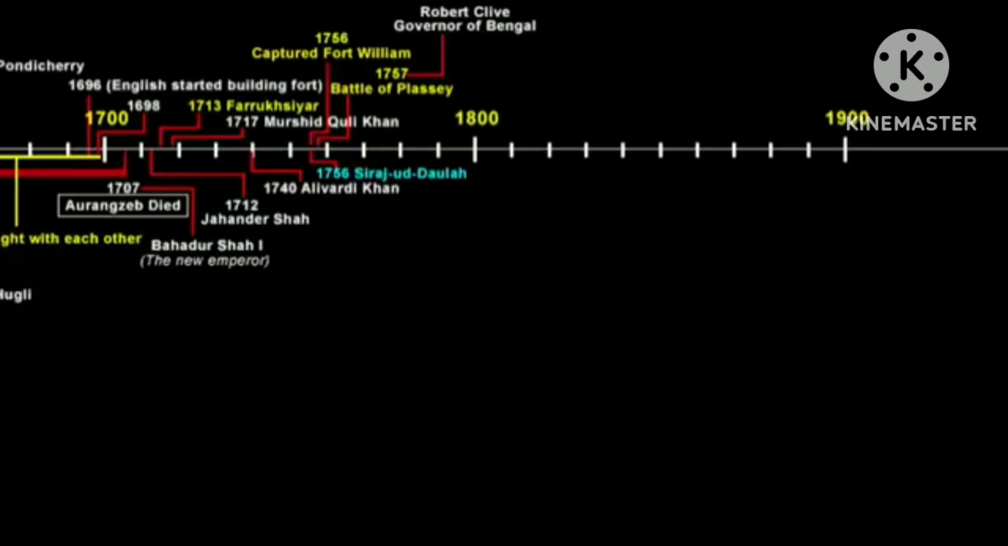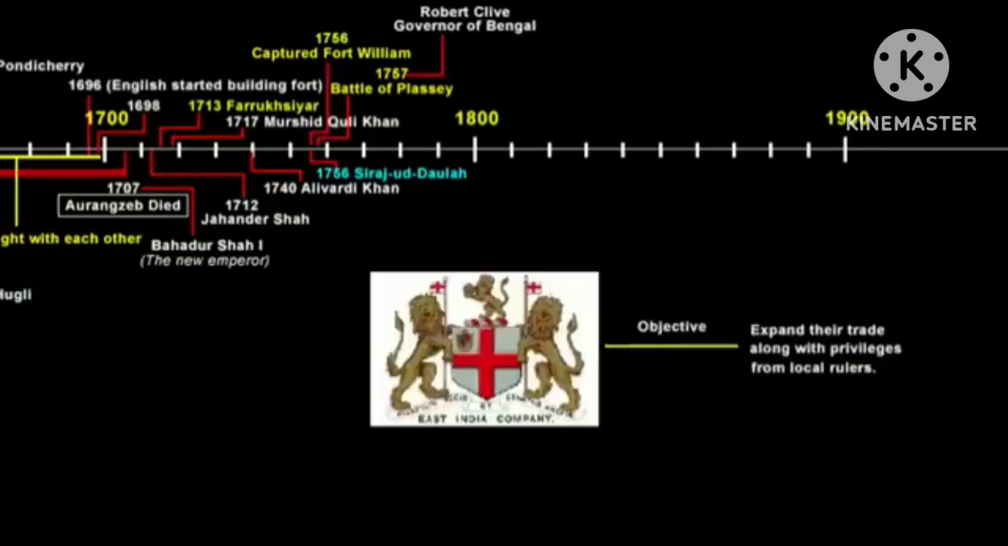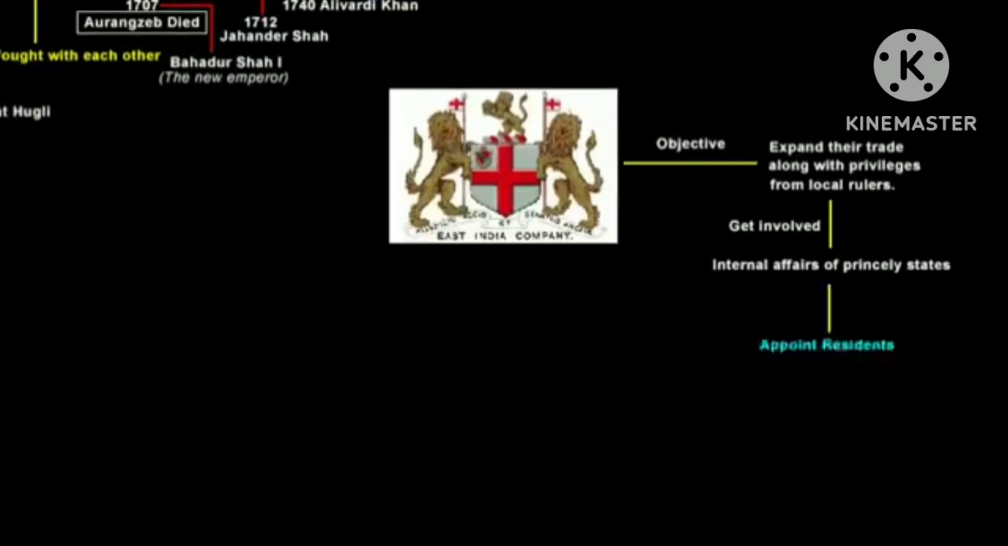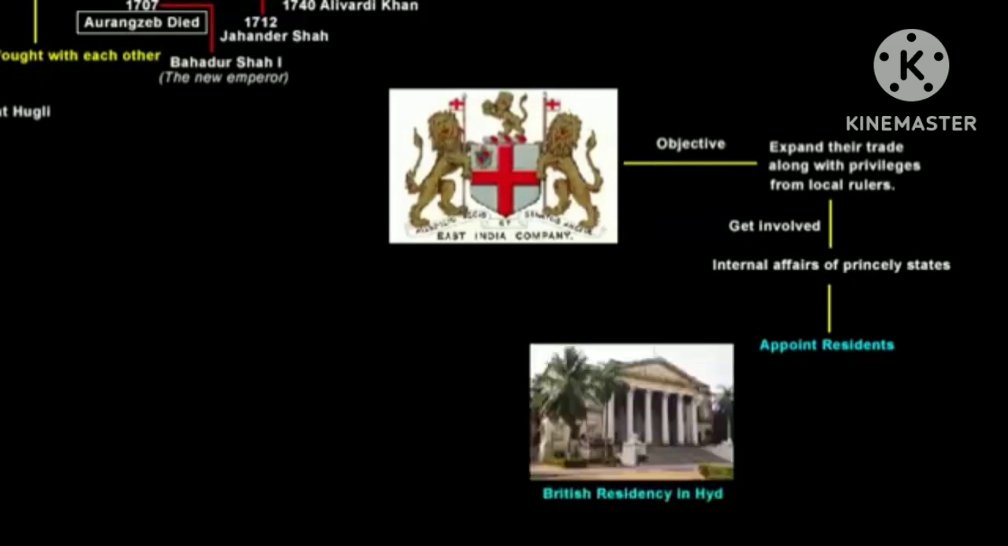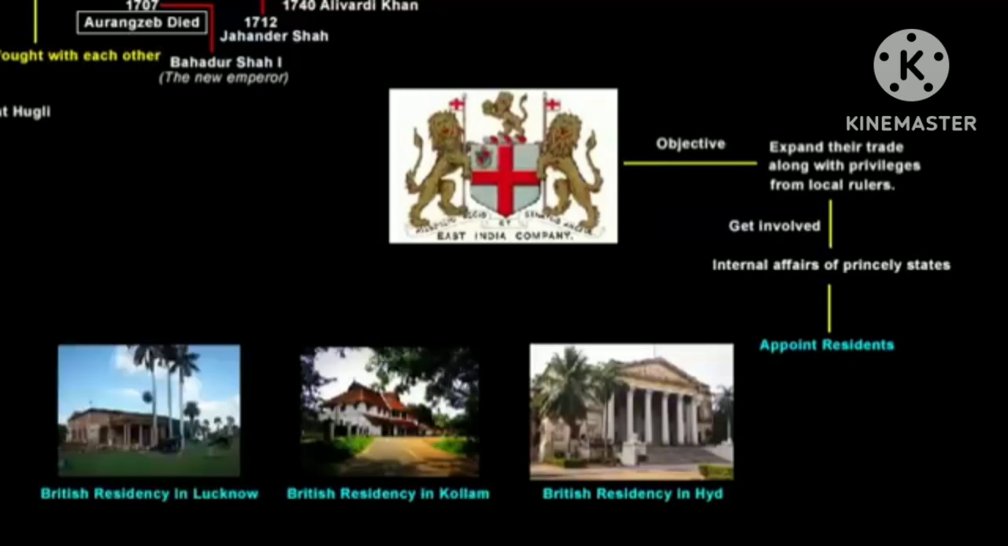The victory gave a massive boost to the company because now they felt they were capable of ruling as well, apart from trading. But then the company was not interested in taking over the responsibility of administration. Their prime objective was to expand their trade with privileges from the local ruler. For this to happen, the company had to get itself involved in the internal affairs of the states. Keeping that in mind, the company started a new system called the residency system, in which the company would appoint a resident who dealt with the relations between British India and a large number of princely states, in particular looking after the interest of the company's trade.